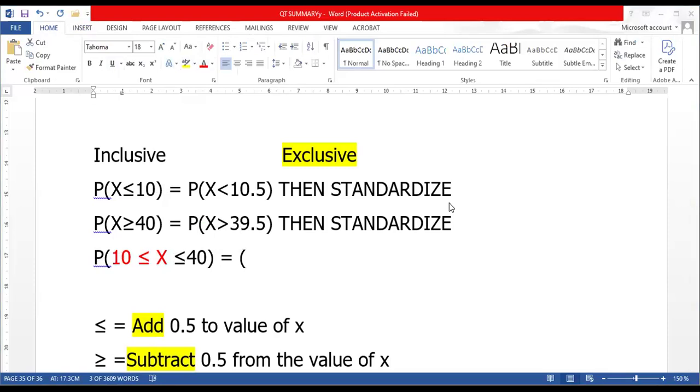Temusirika nnyo. If 10 is less or equal to x, x is what?